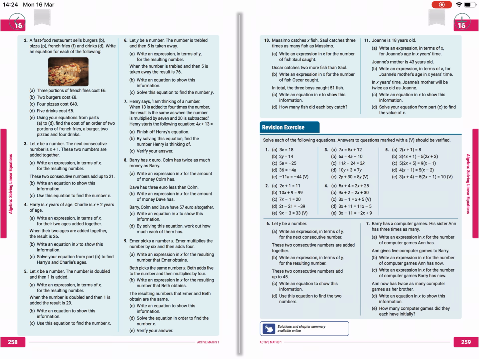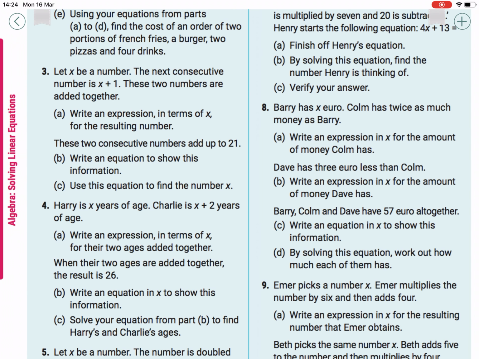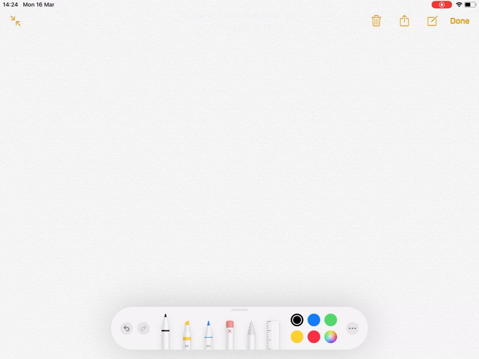So we can start off. Number 3: let x be a number, the next consecutive number is x plus 1. These two numbers are added together. It asks to write an expression in terms of x for the resulting number. So let x be a number and the next consecutive number is x plus 1. You imagine if they're in order, you've got x and the next consecutive number is x plus 1.